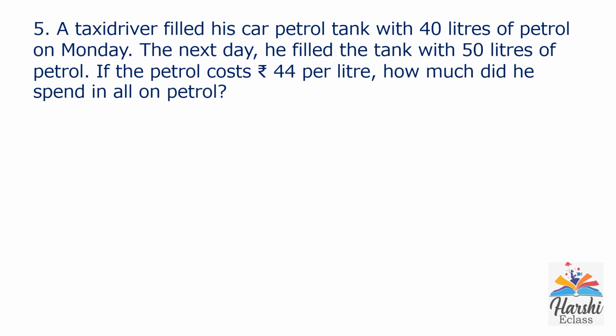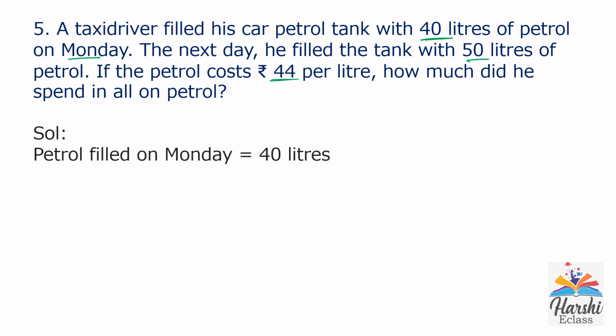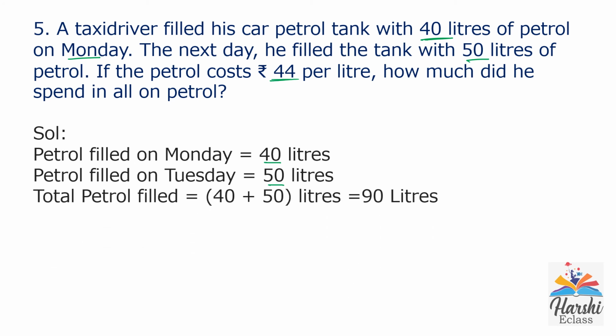Fifth sum. A taxi driver filled his car petrol tank with 40 liters of petrol on Monday. The next day, that is Tuesday, he filled the tank with 50 liters of petrol. If the petrol cost 44 rupees per liter, how much did he spend in all on petrol? Write the statements. Petrol filled on Monday is equal to 40 liters. Then petrol filled on Tuesday is equal to 50 liters. Total petrol filled is 40 plus 50, that is equal to 90 liters.